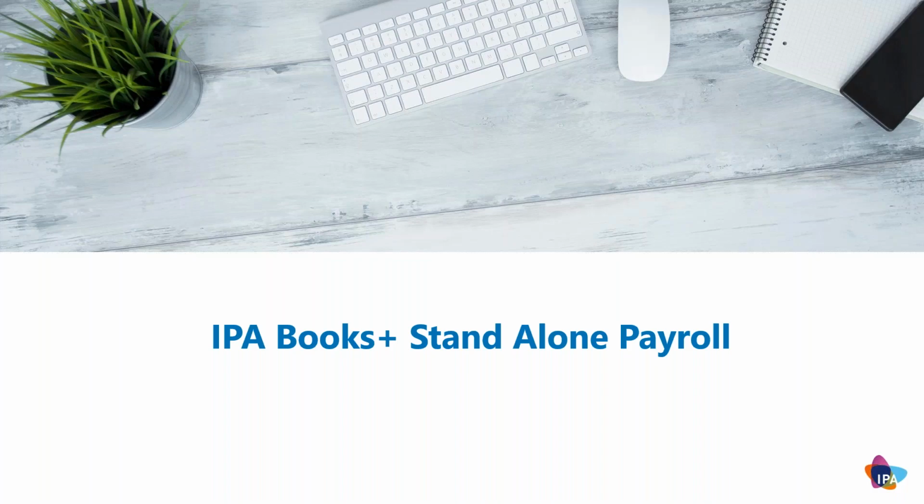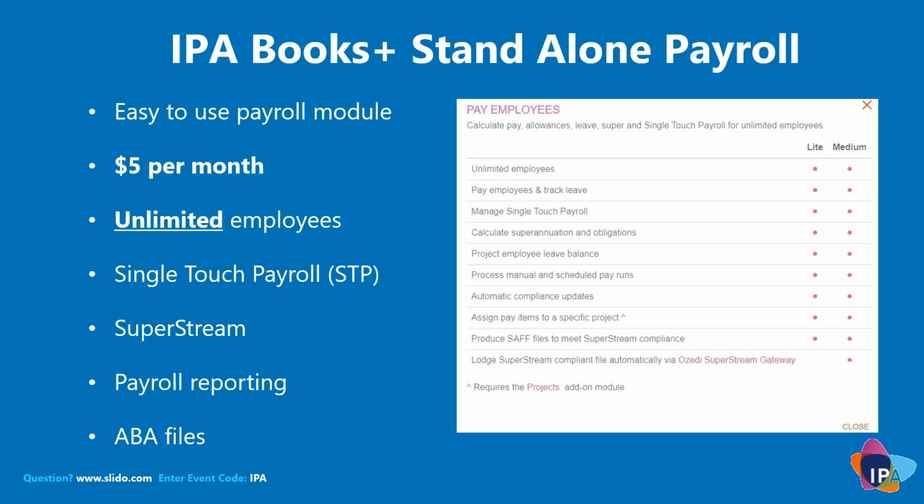Just what we're going to get into now is having a look at IPA Books Plus and the standalone payroll option. So IPA Books Plus is a modular-based system. There are 6 modules: the core module, invoices, bank data, projects, time and expenses, invoicing, and payroll. Now, most of those, say invoicing and bank data, you need to have the core module, so you need 2 modules there. But with the payroll module, you can just have the payroll module on its own to cater for yours and your clients' payroll that they require. Turn that on, $5 a month.